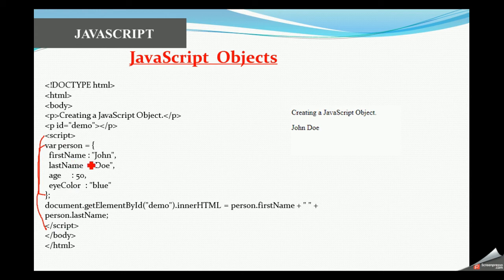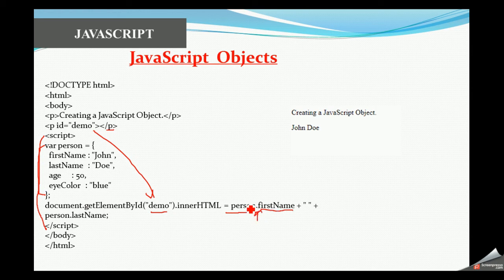Now you see var person is equal to firstName, lastName, age and eyeColor. So person is the name of the object, then firstName, lastName, age and eyeColor are the different variables, the different properties, and you are mentioning them over here. Now in the end you are writing document.getElementById, then you are writing demo. That means you are talking about this paragraph, dot innerHTML, that means this paragraph element, is equal to, as I have said, you can access the property using the dot operator.